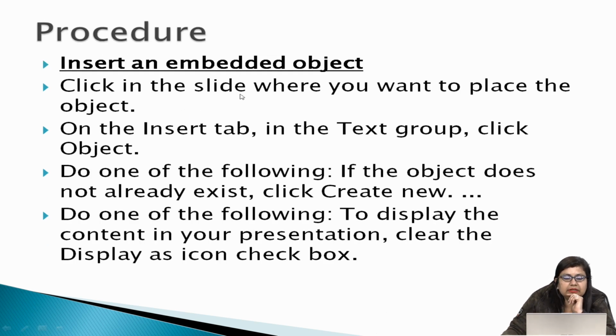First go to the insert tab and then in the text group click on the object. Which object you want to insert, you can select out of that. Suppose let's say we want to create a new object that we want to insert, so you have to click on the create new tab. To display the contents in your presentation, you have to select the icon, check the display as icon checkbox, then that particular object will be selected.